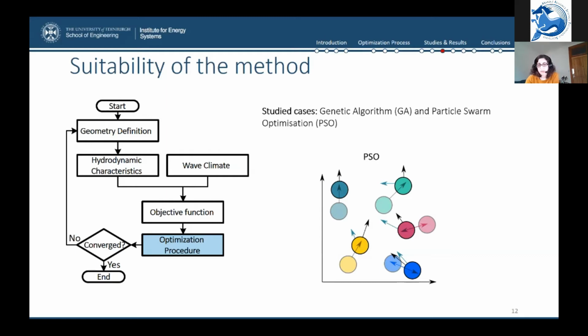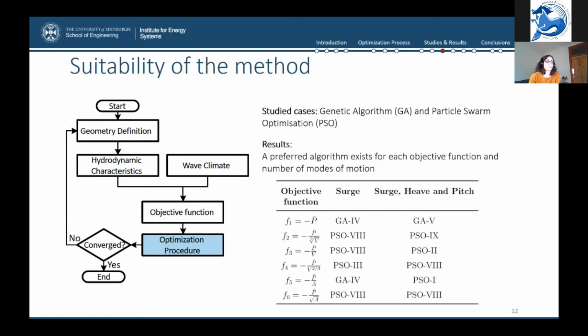So different implementations of both the genetic algorithm and the particle swarm optimization algorithm were studied, making up a total of 14 different implementations, where different parameters were varied, such as the number of individuals in the population, the weights used for each of these 3 terms in the velocity update, or the number of parents selected for reproduction.